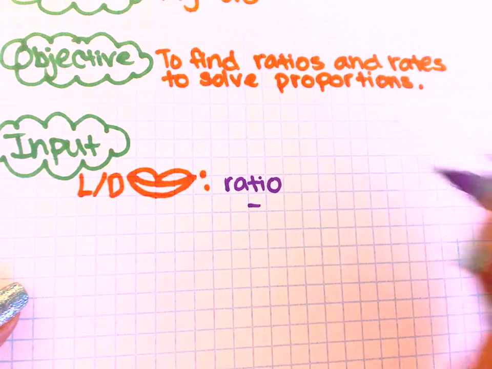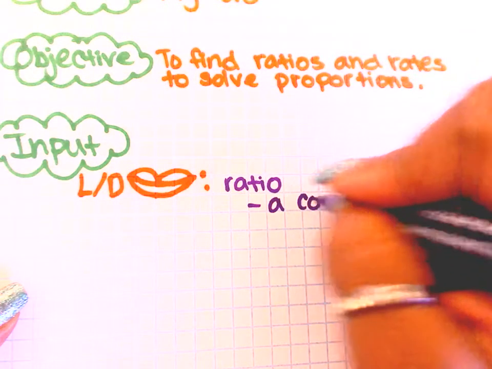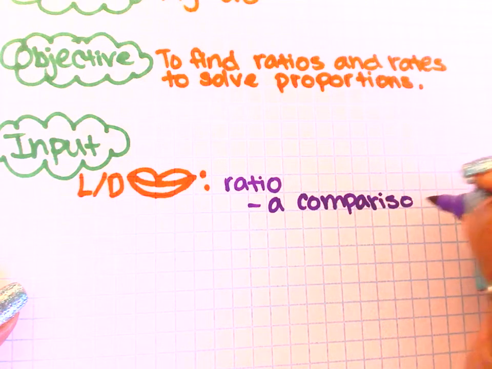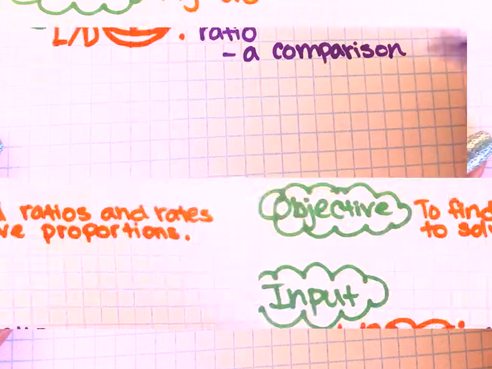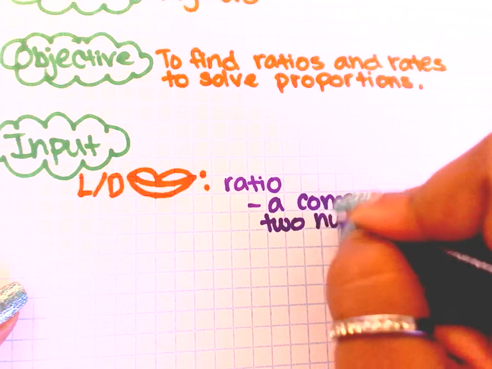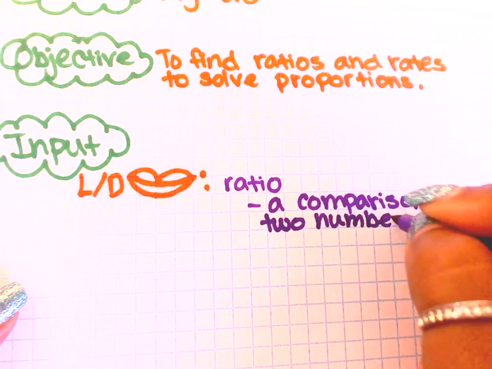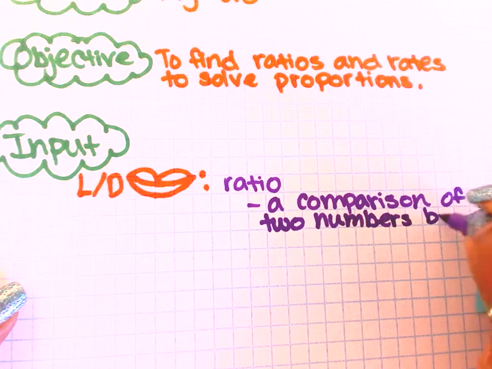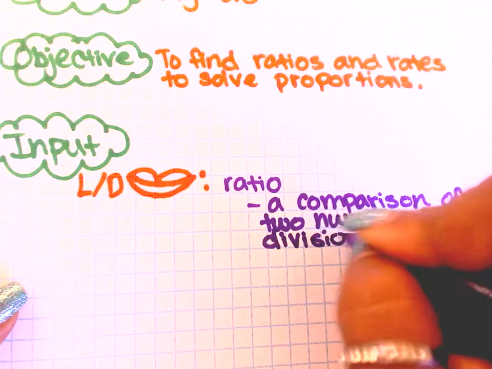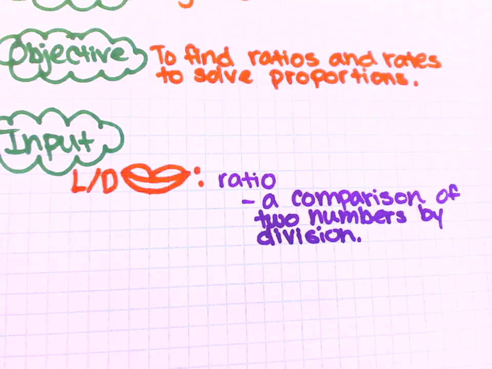And the definition is a comparison of 2 numbers by division. So you compare 2 numbers using division. A comparison of 2 numbers by division.